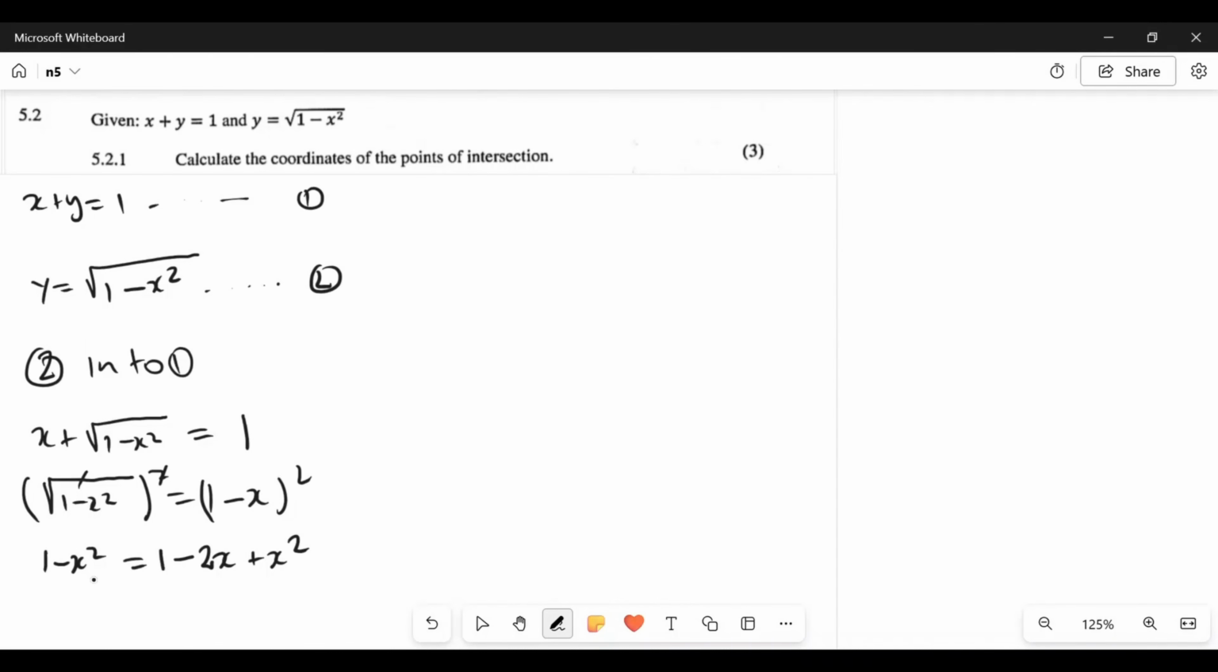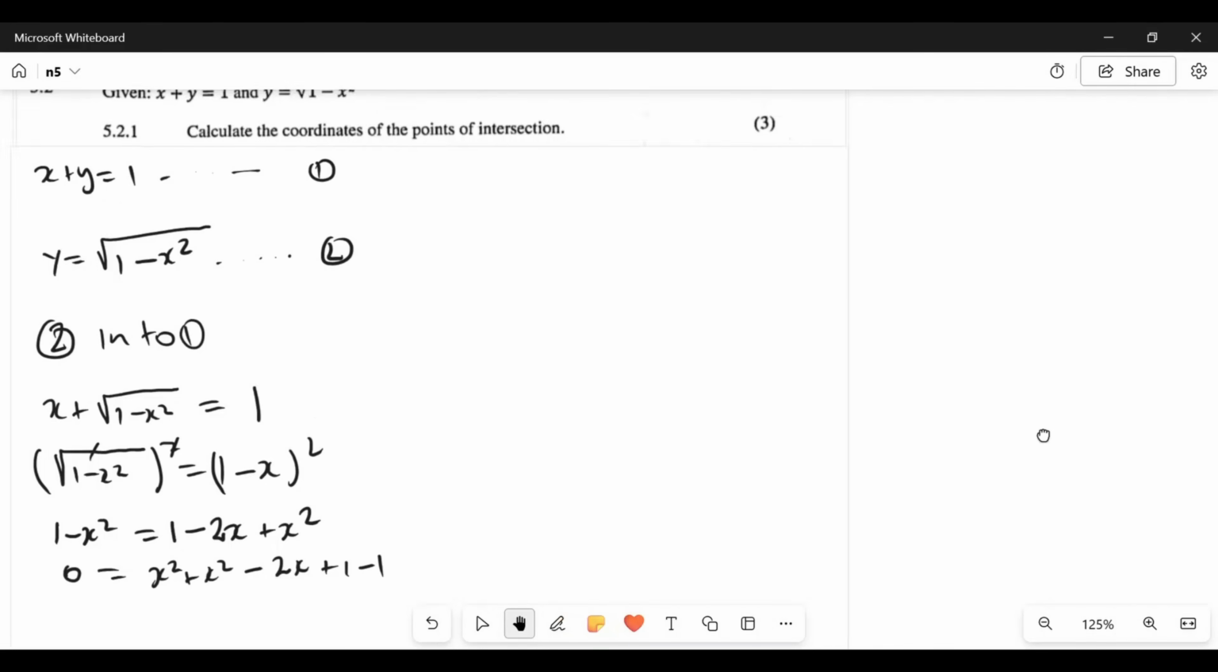From there, we can transpose the ones on the left and deal with the like terms. So we're going to be left with 0 here. Then we transpose x squared, so x squared is going to become positive. So we're going to have x squared plus another x squared there. And then we have minus 2x. And this one here is going to become positive, and the one on the left is going to become negative. Right, let me create space so that we can solve this further.